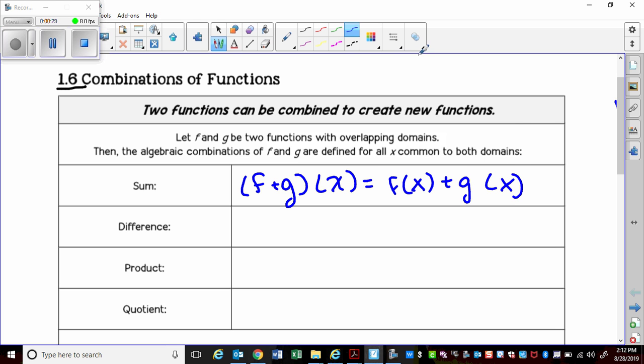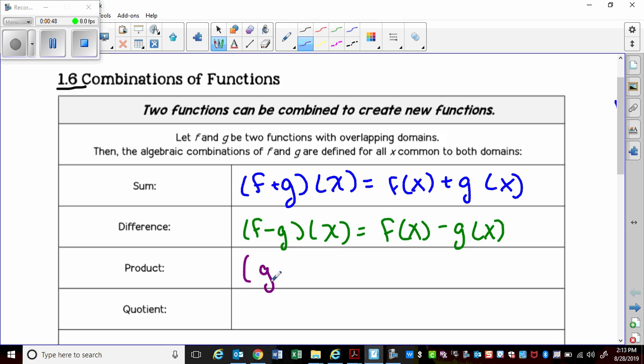It's pretty much the same for the rest, so I'm just going to go through it. The difference, f minus g of x, is f of x minus g of x. The product means multiply. We're going to have f times g of x. That's the same as just multiplying the functions, f of x times g of x. Also, this is a dot times.